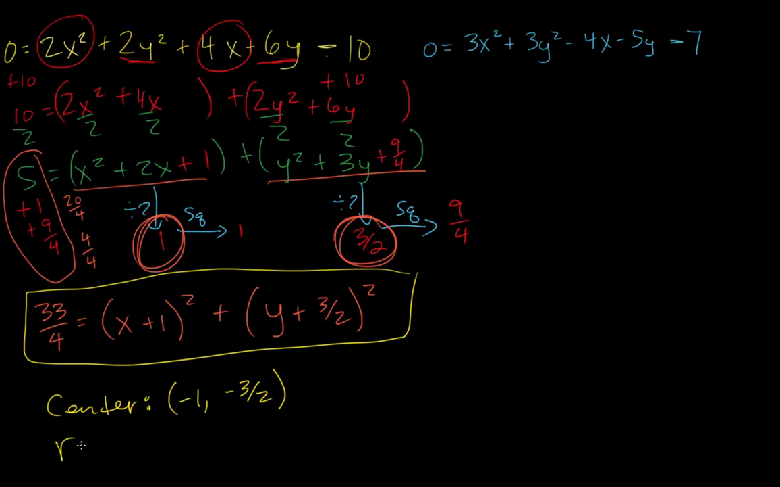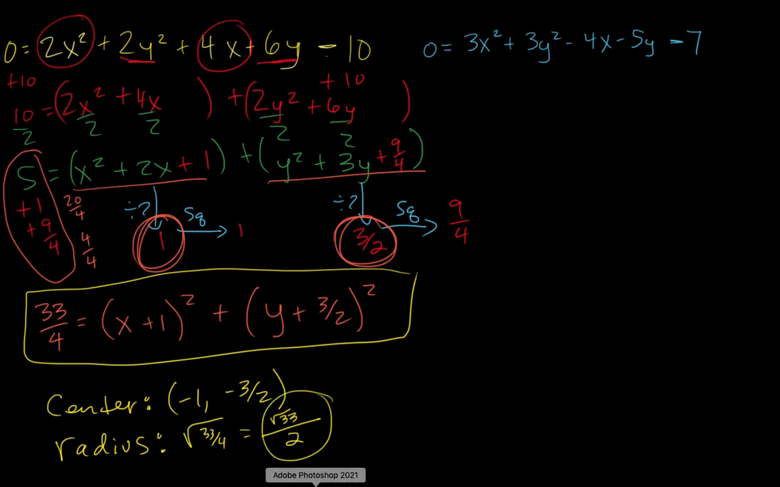And if we want to find the radius, it is being squared right now, so we need to square root it to pull it out. So it's the square root of 33 fourths, or if we square root the top, square root the bottom, we can rewrite that as the square root of 33 over 2. Either one of those I'll accept, so don't worry too much about that.